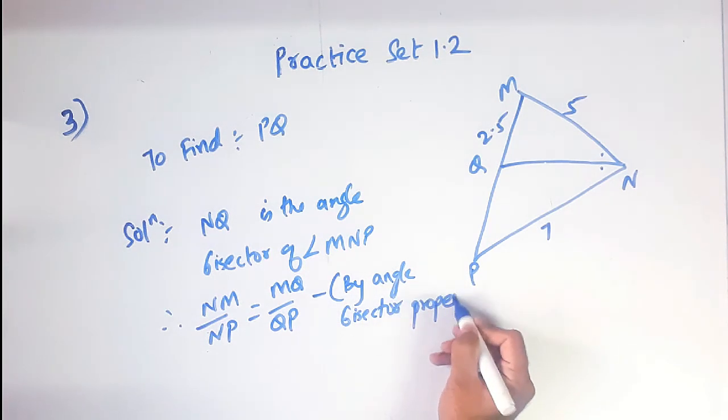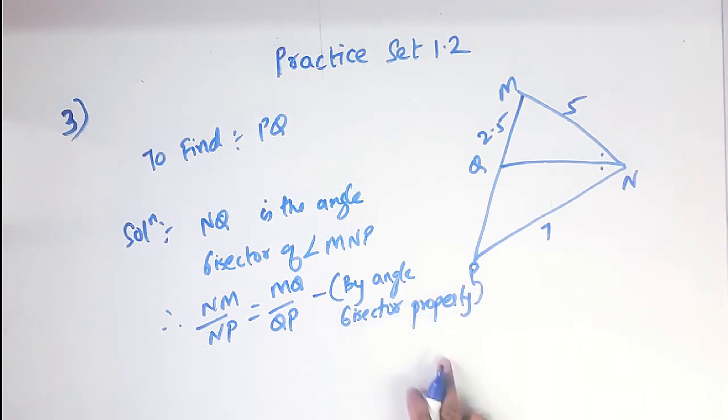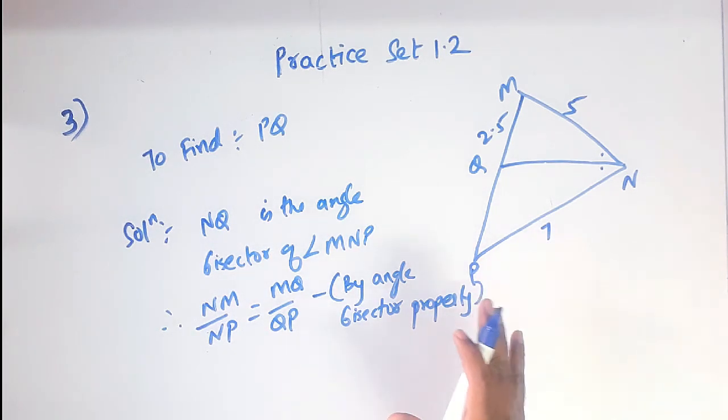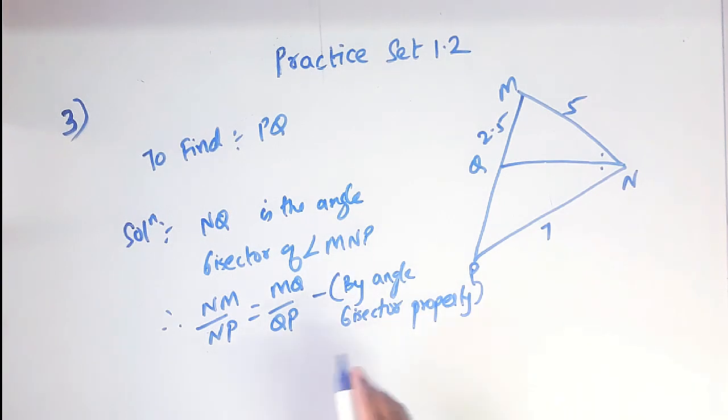Remember children, if you write by angle bisector theorem, it will be wrong, because the angle bisector theorem is different, that you did in 9th standard. So for that we have kept a separate name, angle bisector theorem, and here we cannot use that theorem. We will call this angle bisector property.